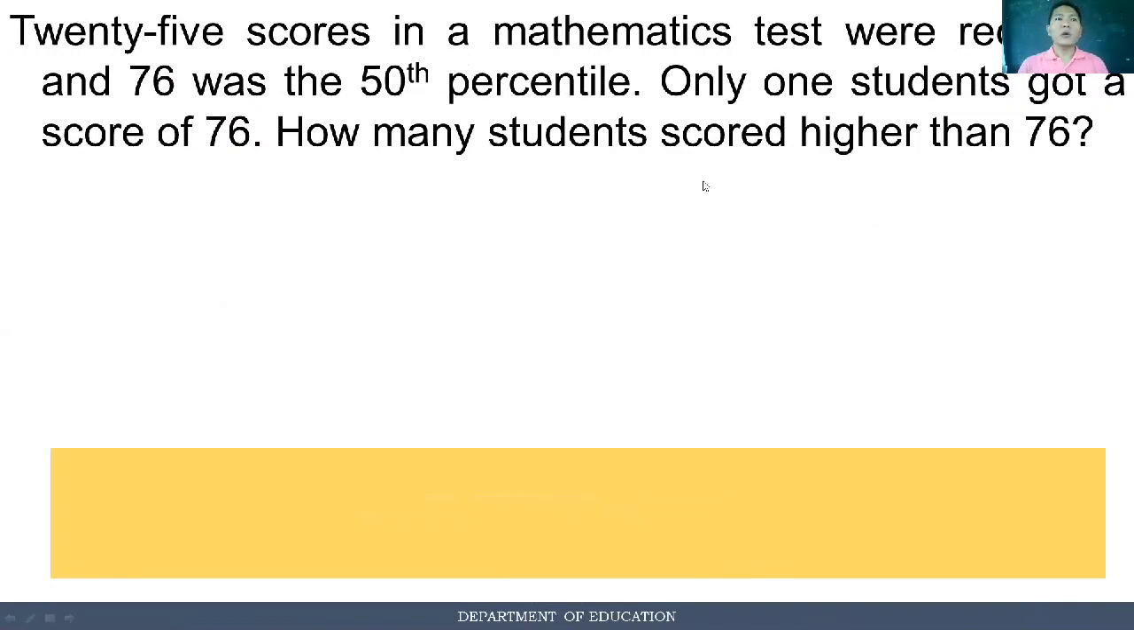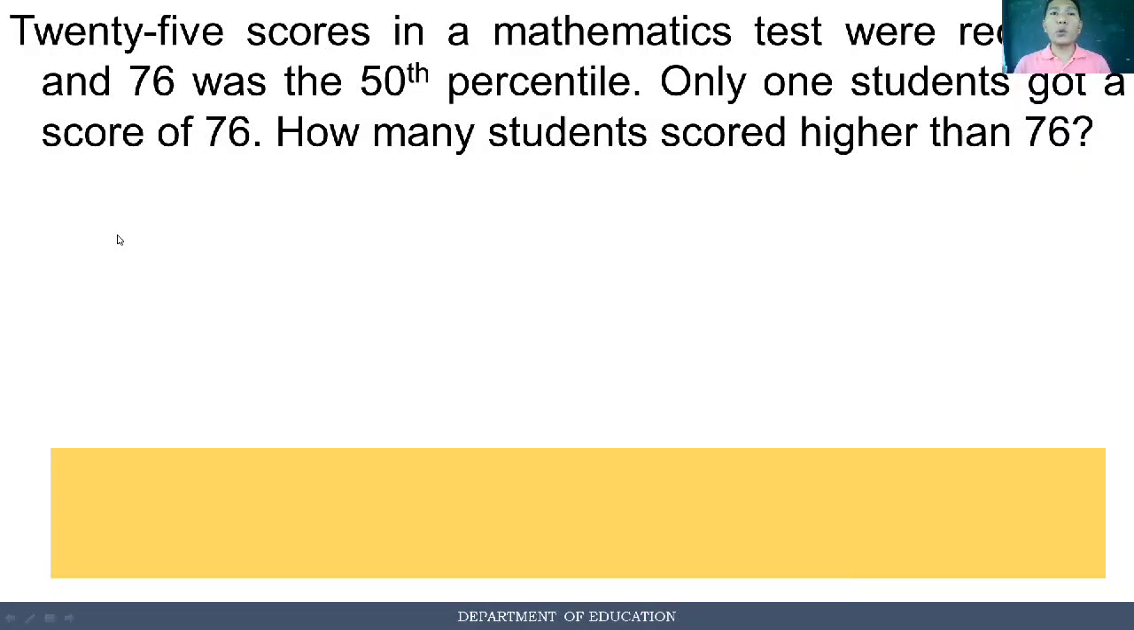Okay. So if there are 25 scores in mathematics and 76 was the 50th percentile, what is the position of 76? How are we going to solve for that? So first, we are going to locate the position of 76 in the distribution.